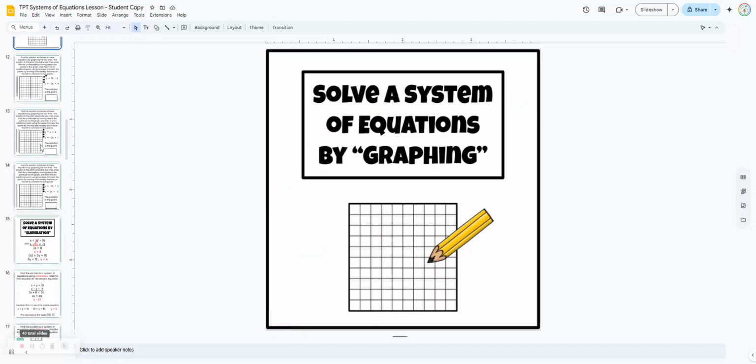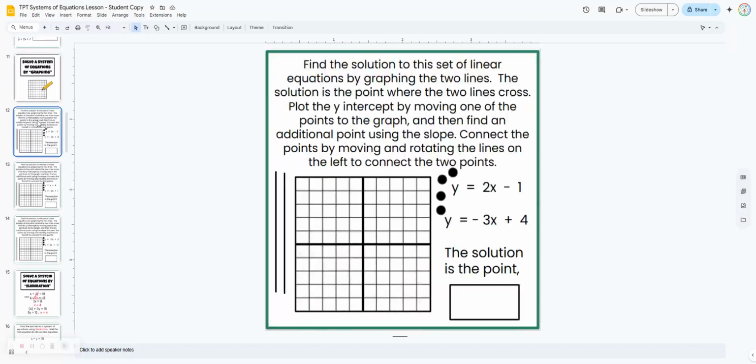Now students are going to be graphing on the next 3 slides. We have movable points and movable lines. So they're given 2 equations and they want to graph them on the coordinate plane and then find the point where the 2 lines intersect. So on this first line, we can see that the y-intercept is -1. So I know there's going to be a point on the graph at -1 on the y-axis. So to move these points, you just click and hold, and then they can move this into place.